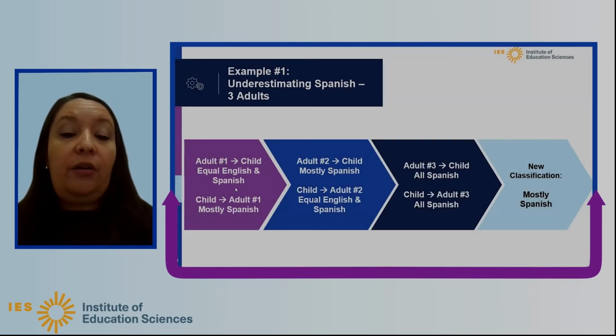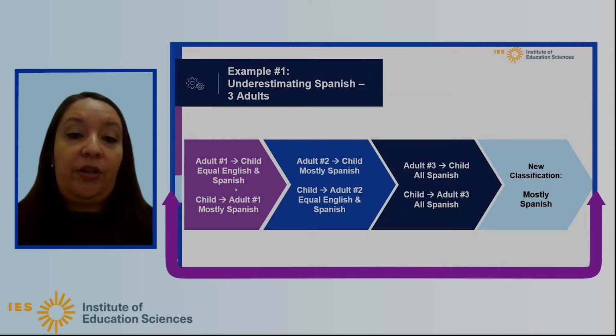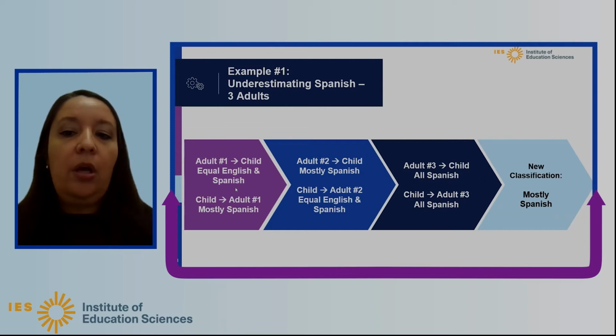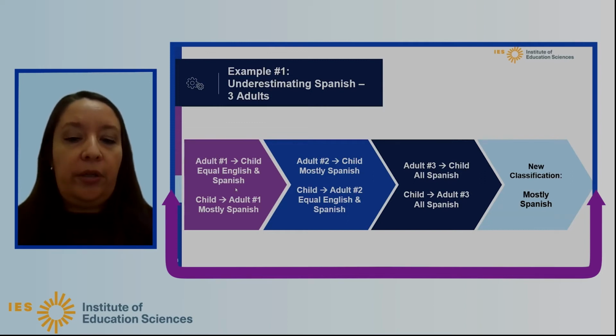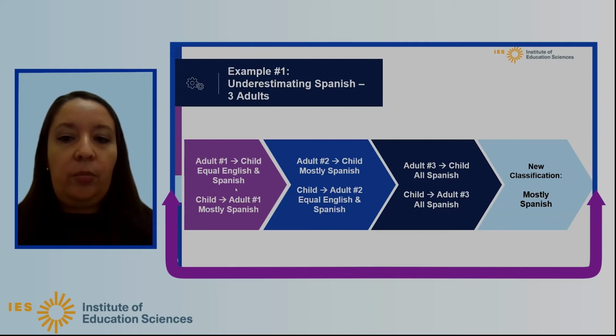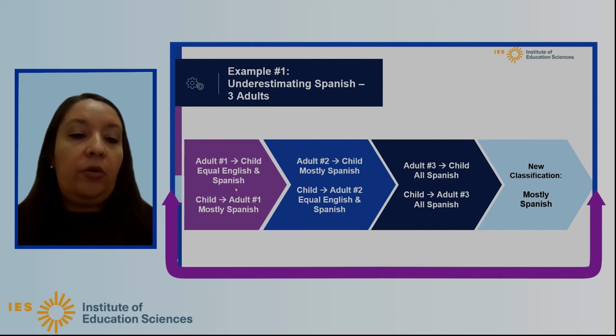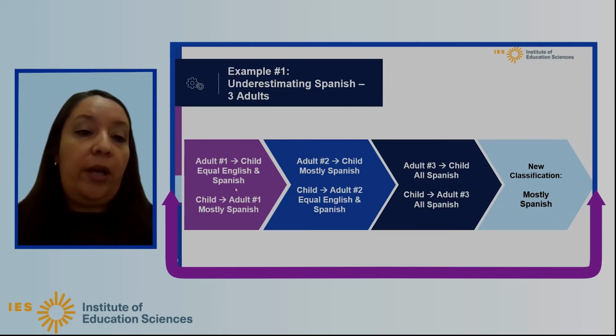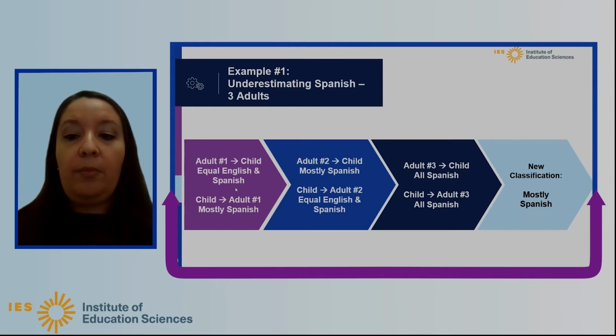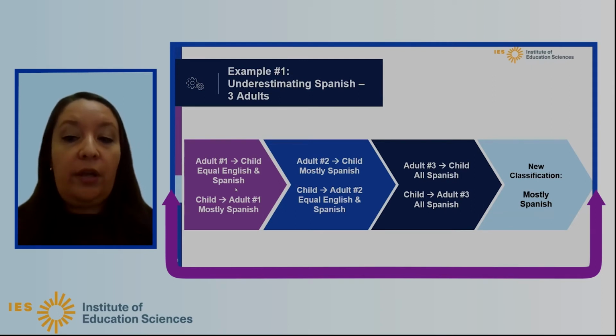However, when we add a third adult to the mix, we can see that the language interactions between this adult and the child are all in Spanish back and forth. So that adult really does bring quite a bit of Spanish into the home environment, compared to just relying on the other 2 adults alone, one of whom does bring a lot of Spanish, but the other brings that mix. So what we would argue here is that it's more appropriate to classify the student as having a mostly Spanish home language background.